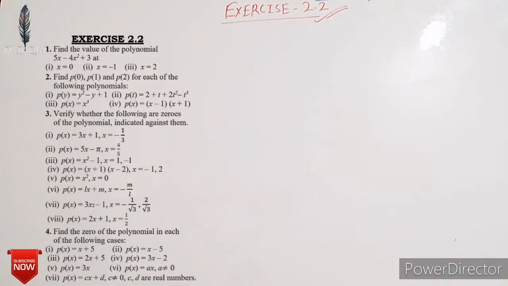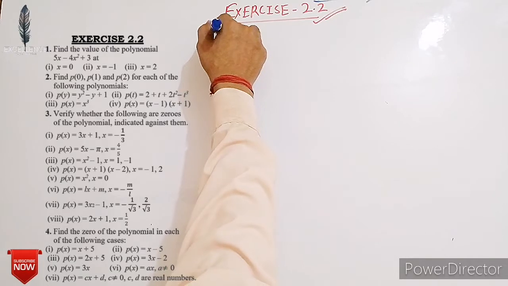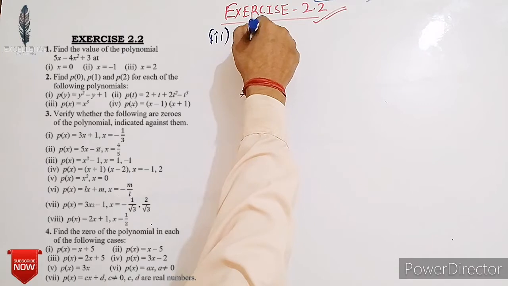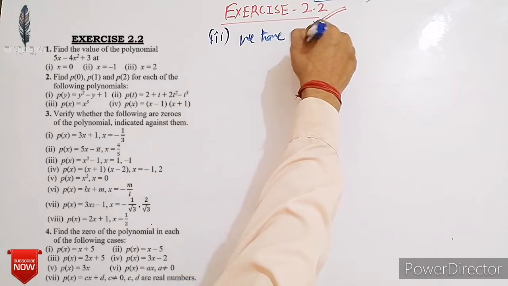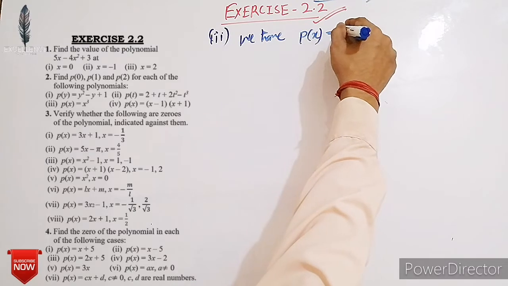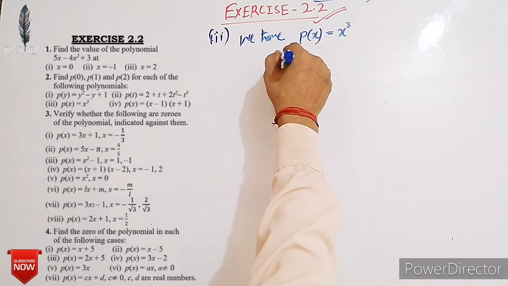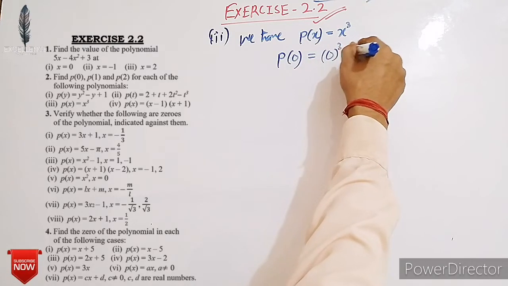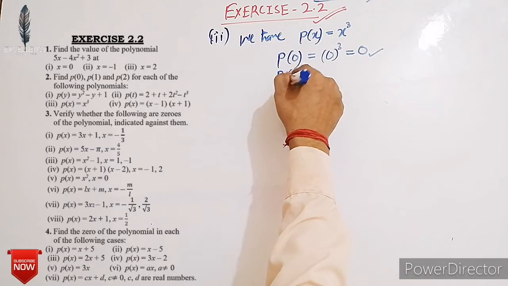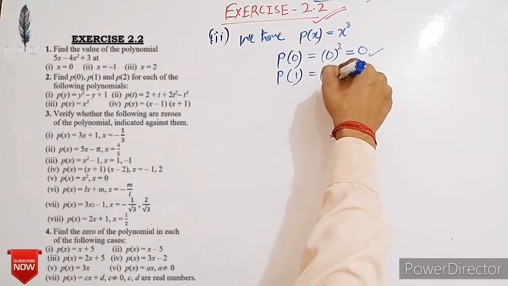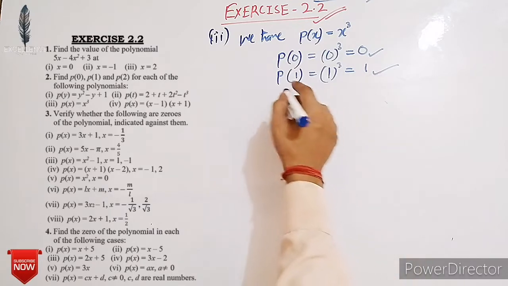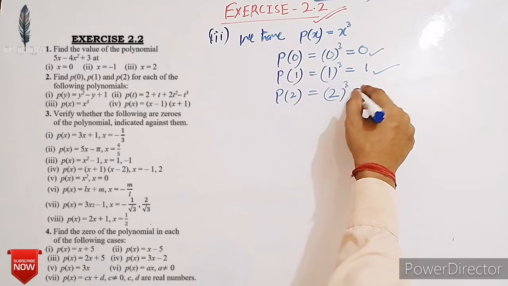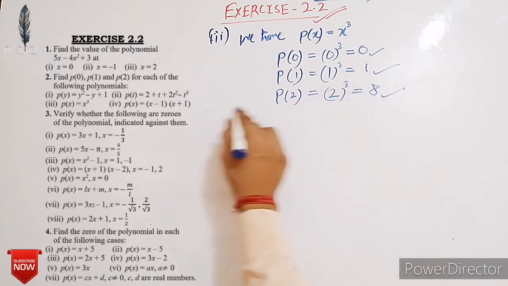Okay students. So next polynomial is p of x is equals to x cube. So we have p of x is equals to x cube. So now p of 0 is equals to 0 cube is equals to 0. P of 1 is equals to 1 cube is equals to 1. P of 2 is equals to 2 cube. It is equals to 2 into 2 into 2 is equals to 8.